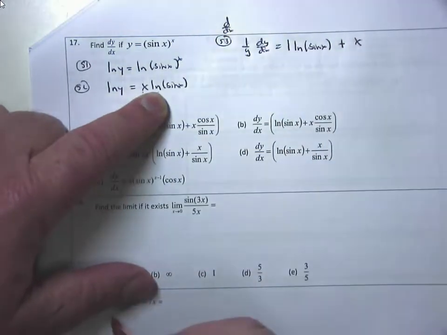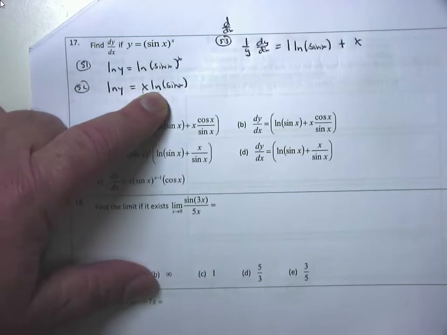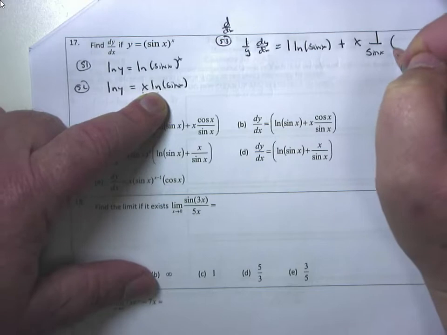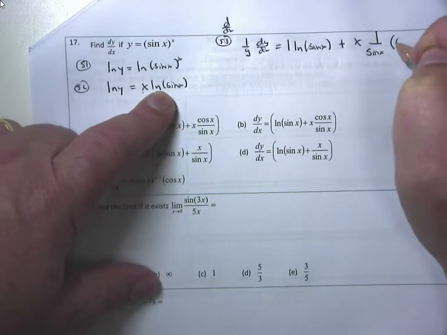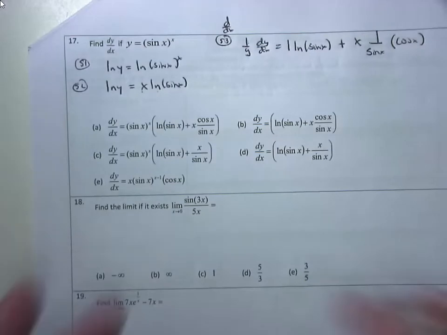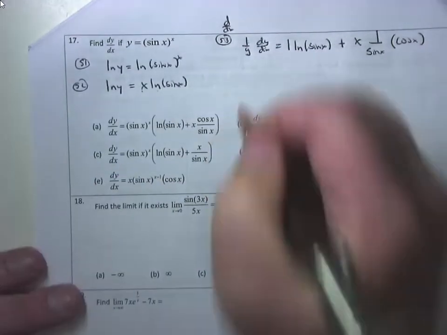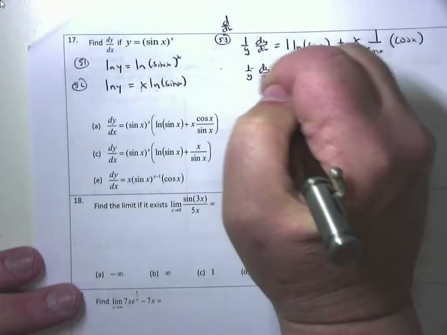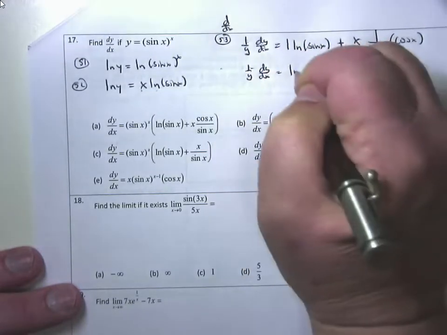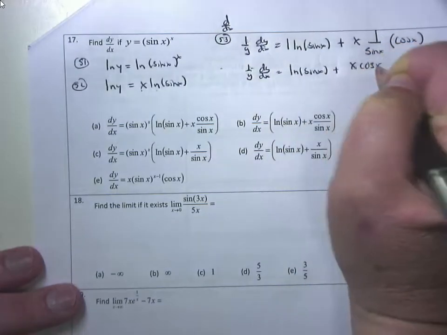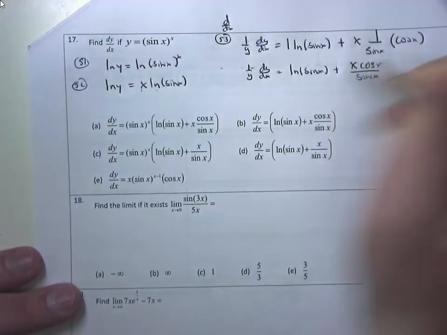What's the derivative of the natural log of sine of x? Well, derivative of natural log of x is 1 over x. Derivative of natural log of function is 1 over the function, 1 over sine of x, times the derivative of the inside. What's the derivative of sine of x? Cosine of x. You're right, I could have written that as cotangent, but I didn't. So, I get 1 over y dy over dx is equal to, cleaning it up, natural log of the sine of x plus x times the cosine of x over the sine of x.